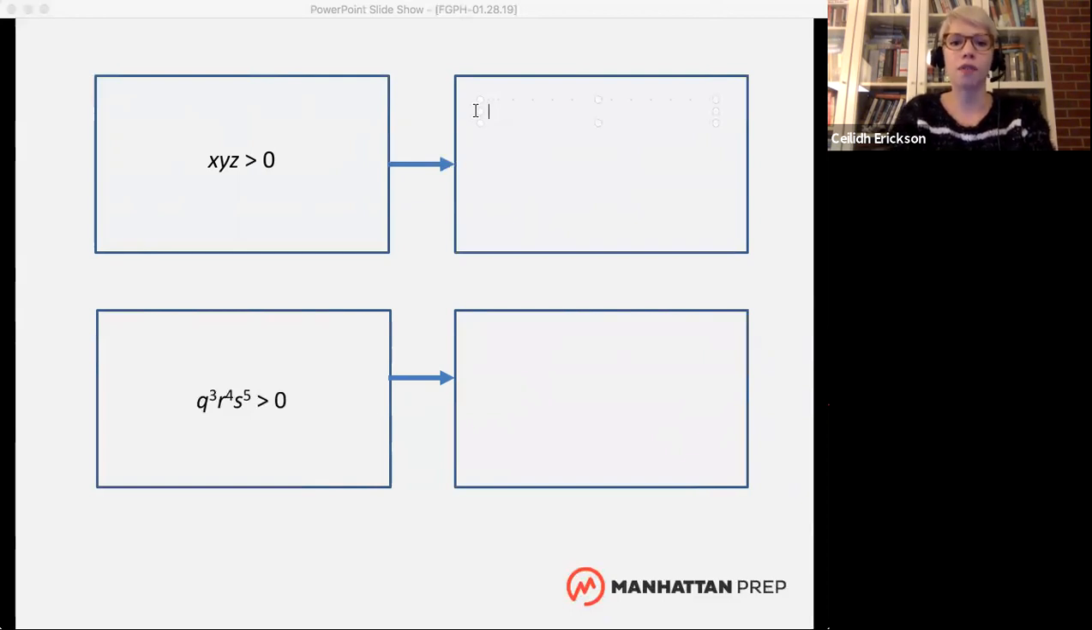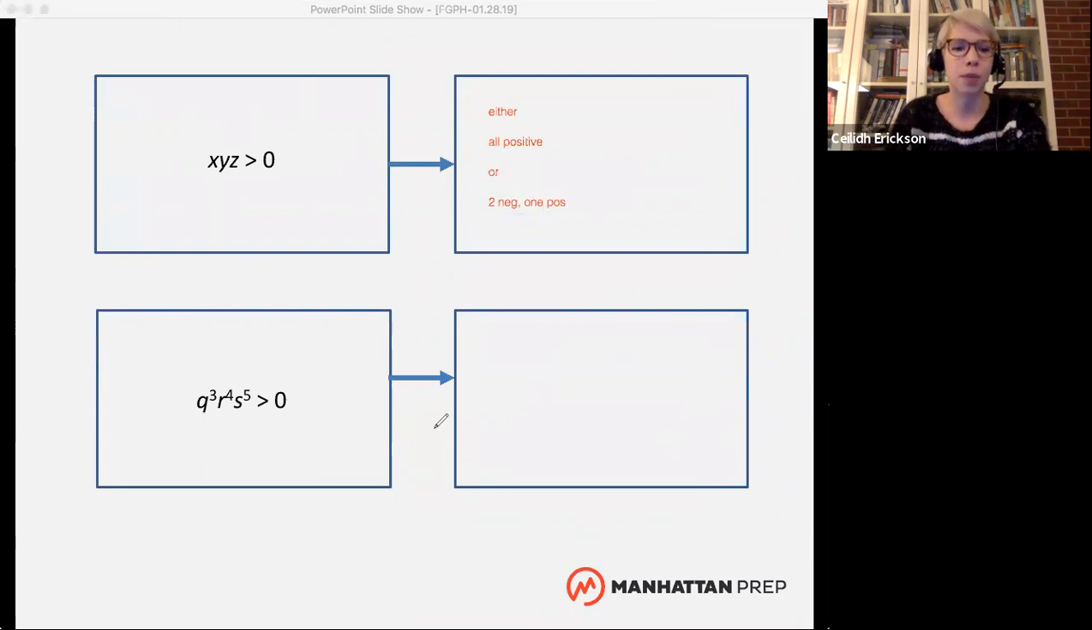Aha, it's important to specify we could have either all positive, or don't forget about the scenario of two negative, one positive, which would give us a positive product of three things. So, taking that idea, we now get a layer even more complicated. We've got this product here, q cubed, that's fun to say, isn't it? R to the fourth, s to the fifth, greater than zero.